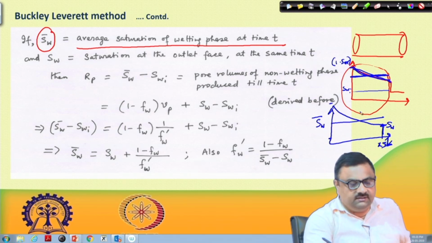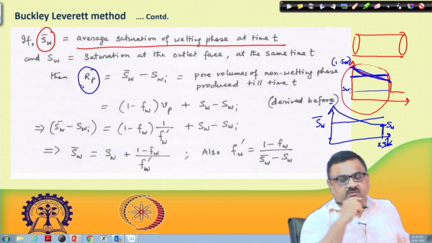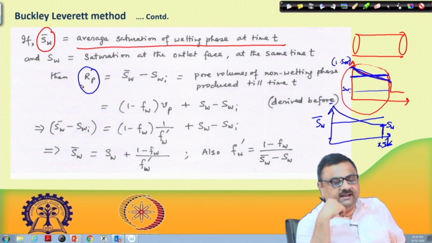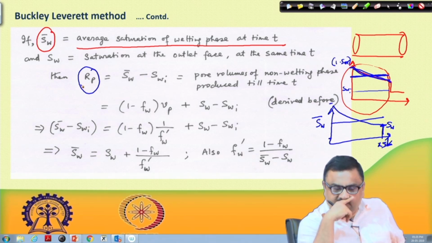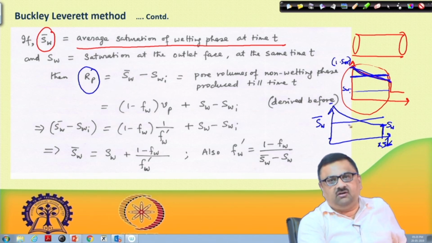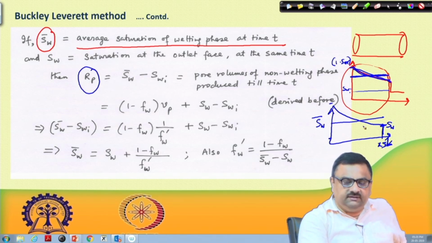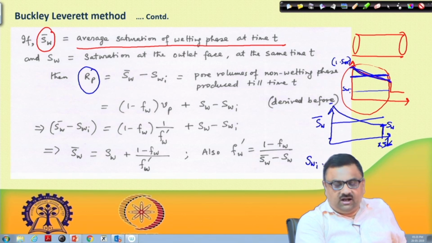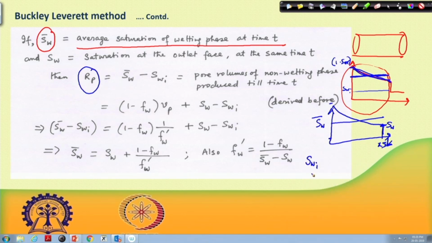SW bar minus... So, now we look at here the Rp, cumulative volume of oil produced, they are writing it as SW bar minus SWI. Why? Because initially how much water was present in the system? That is the interstitial water saturation. So, if the total pore volume is 1, out of that SWI pore volume of water was present in the system. And at some time t, when this front has reached the outlet, the saturation is SW, and at that time the average saturation, though nowhere does this saturation profile exist, I have to draw that integral average. So, if we draw that integral average, that average saturation happened to be SW bar.